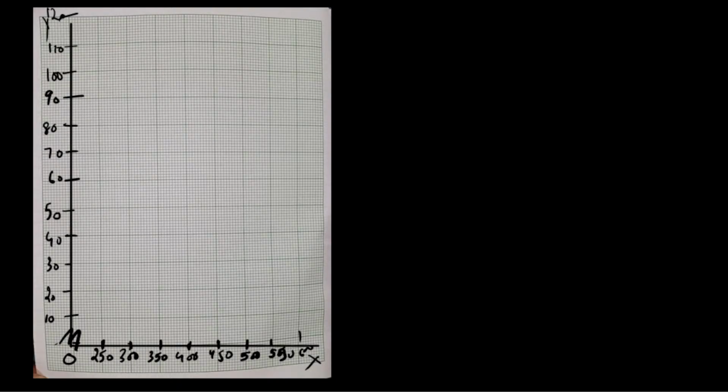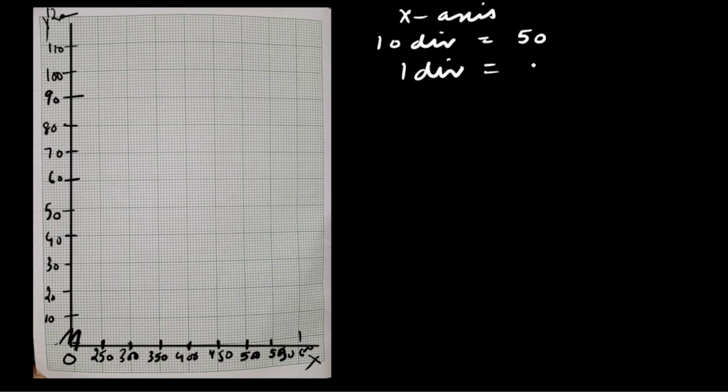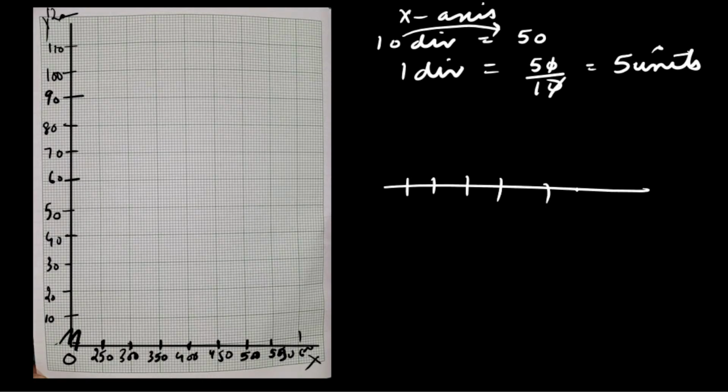So first of all, I'll write the graph scale and I'll show you along x-axis. You have to always start like this. 10 divisions is equal to how many units? So 250 to 300 is 50 units. So that means 1 division is equal to what? 50 divided by 10. This 10 we are shifting to the other side. So we will get 5 units. So 1 division is equal to 5 units. 1 division in the sense here, like this you can see. This one division is 5 units. Then second, if you add 10 units, then 15, 20. So like this you have to understand.